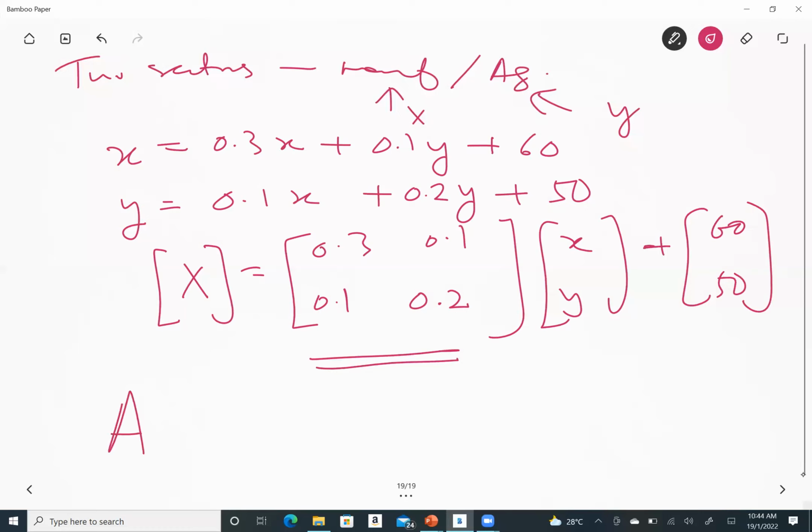Now that matrix A is called the technology matrix. If you are given the technology matrix, what is it? That is the matrix A, the input requirement. Now what does it mean? The coefficients, the values of this thing, what is the meaning of it? Here, 0.3, 0.1, 0.1, 0.2. What is it? It's a per unit ratio.